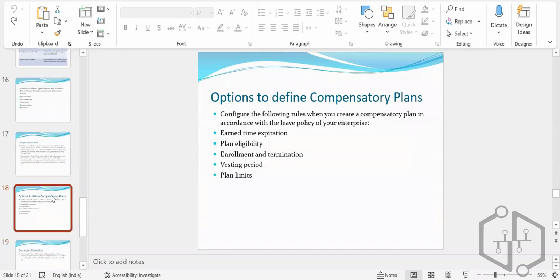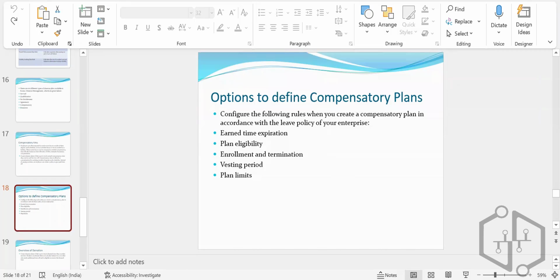Options to define compensatory plans. Configure the following rules when you create a compensatory plan according to the leave policy of your enterprise. That means time expiration, plan eligibility, enrollment and termination, vesting period, plan limits. So this is the way you create a compensatory plan.